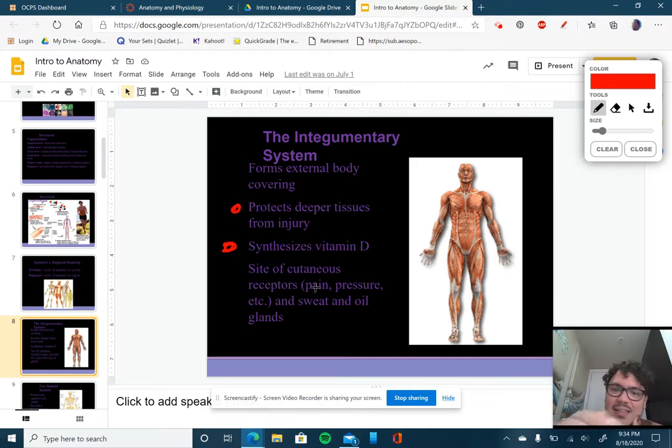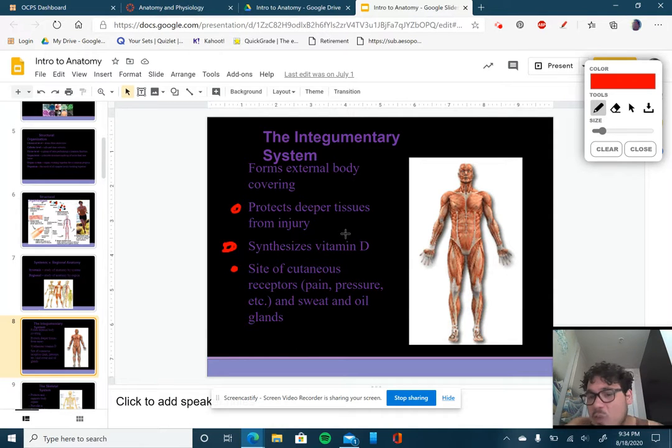Finally, the skin is the site of what we call cutaneous receptors. I like to think of them like sensors. They are going to help pick up a lot of information, such as pain, pressure, etc., all stuff relating to touch. We're going to learn about that when we do senses down the line.